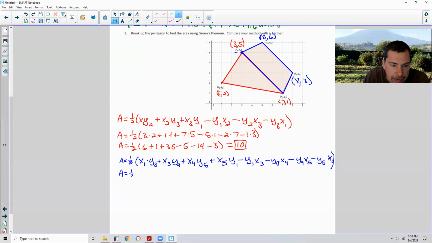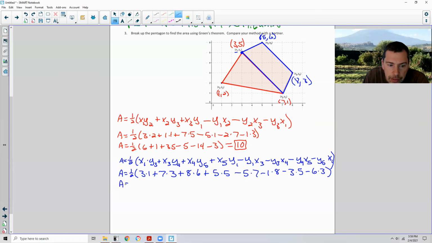Okay. All right, now we're going to substitute in our givens. A equals 1/2. X sub 1 is 3. Y sub 3 is 1. Plus x sub 3, 7, times y sub 4, which is 3, plus x sub 4, which is 8, times y sub 5, which is 6, plus x sub 5, which is 5, times y sub 1, which is 5, minus y sub 1, which is 5, times x sub 3, which is 7, minus y sub 3, 1, times x sub 4, 8, minus y sub 4, 3, times x sub 5, which is 5, minus y sub 5, which is 6, times x sub 1, which is 3.